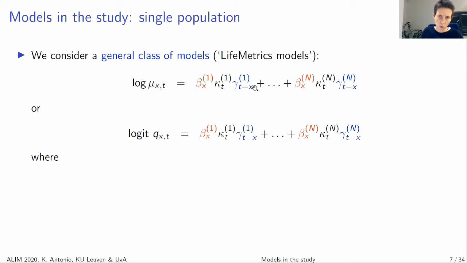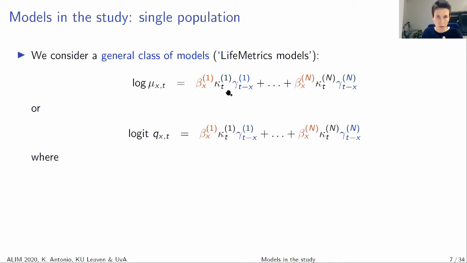And then we have the cohort parameters. So that's something new. That's something we haven't met or discussed yet. So these are parameters gamma, which are indexed here with t minus x. So that is the birth year of the individual who's x years old in year t. It's the birth year or the cohort to which this individual belongs.